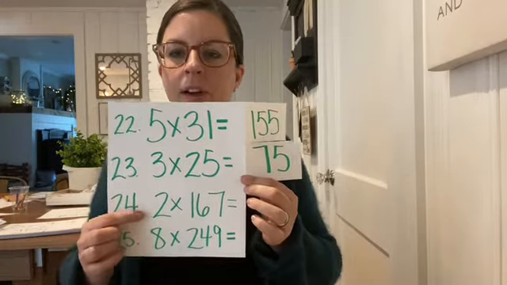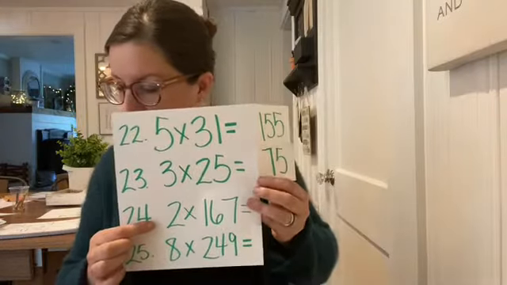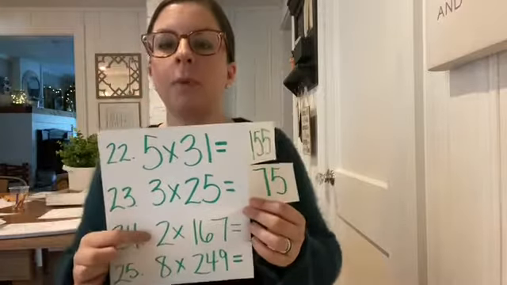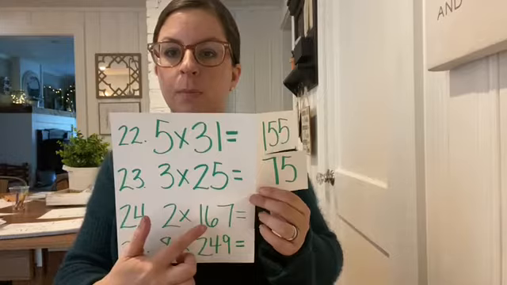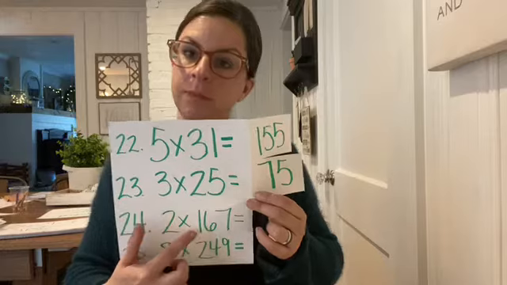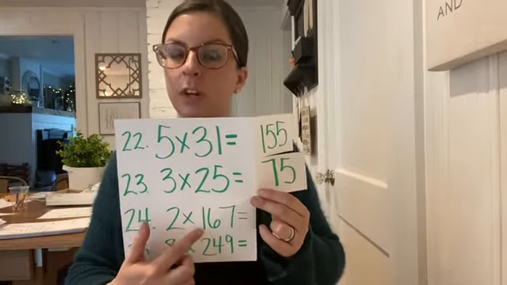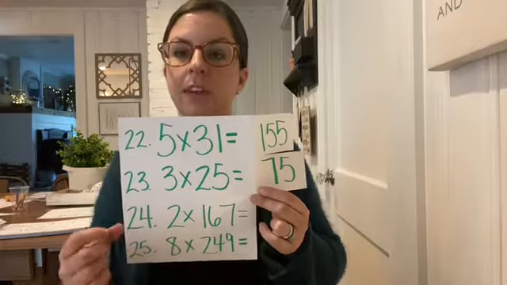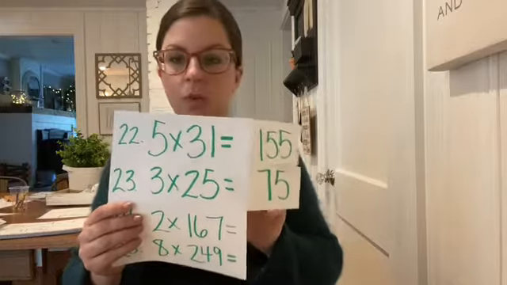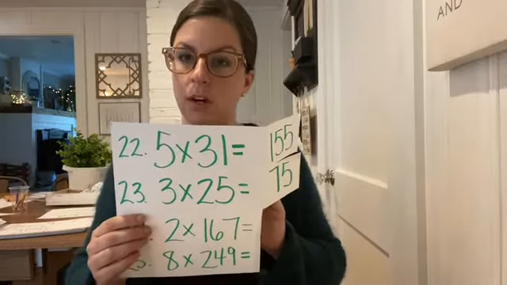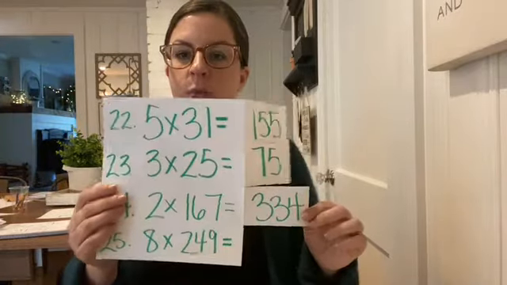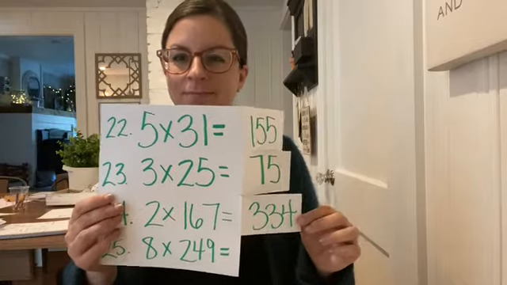All right, number 24, 2 times 167. I would probably use a compatible number of 150 or 200. If I used 150, I would get 300. If I used 200, I would get 400. So it depends on whether you choose the lower or the higher compatible number, whether it's going to be an underestimate or an overestimate. The actual answer is 334.